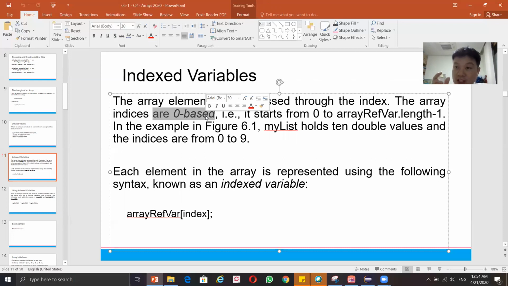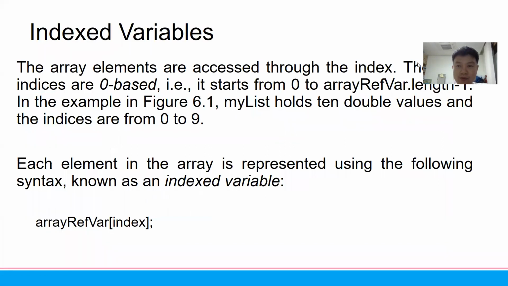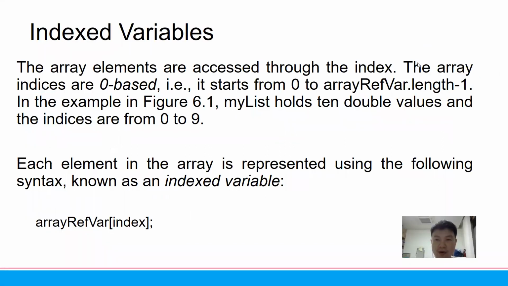So when you have 0 as the starting index, it means the index can be from 0 until n minus 1. Or we can say for the array, it is arrayRefVar.length minus 1. Of course you want to get from 0 until n minus 1. So the list has 10 double values, and the indices will be from 0 until 9, as in the previous figure.